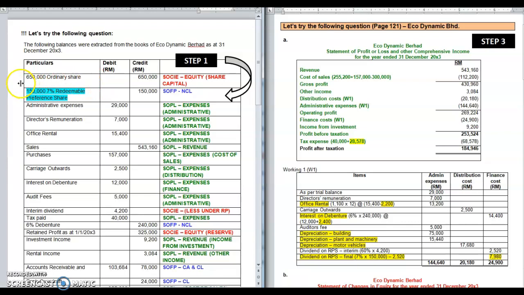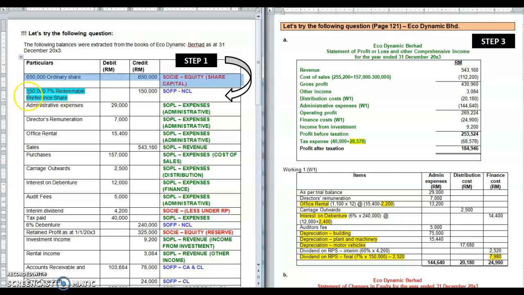Number one, as an example, ordinary shares. Ordinary shares is an example of equity. Therefore, equity shall be recorded under SOCI, statement of changes in equity. I indicate it in a red font.